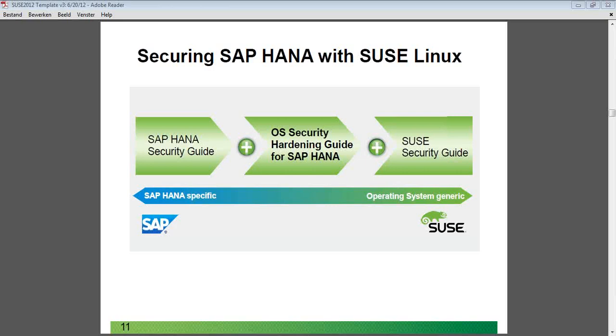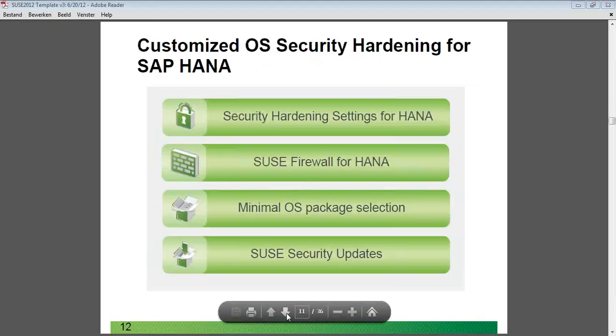Our idea was to fill the gap between the SAP HANA Security Guide and the SUSE generic security guide with a very special guide, which is covering only the SAP HANA operating system topic. This guide is called the Operating System Security Hardening Guide for SAP HANA. And this guide covers mostly four topics. The first topic is the security hardening settings for HANA.